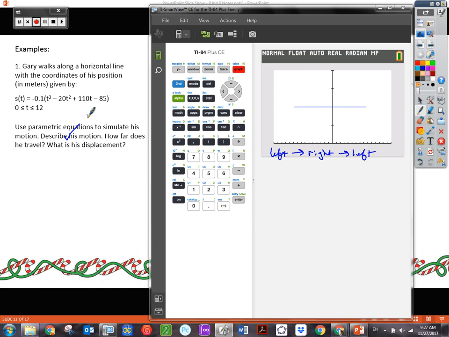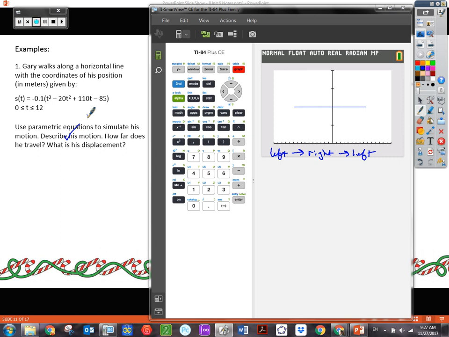Okay, how far does he travel? What's his displacement? Now that's more specific. So let's talk about how we would do that. Now this is going to be an estimate. Okay, then we're all going to need to estimate the same way. In calculus, we can find the exact amount that he traveled. We're not going to get that precise. We're just going to do an estimate.